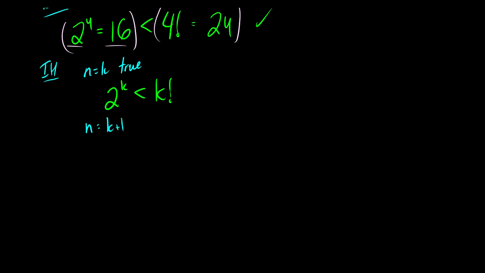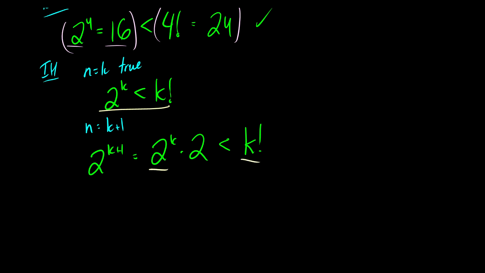So let's start with substituting in k plus 1 for n. So we're left with 2 to the k plus 1. And can we write that differently? Well, yes, we can. We can write that as 2 to the k times 2. So what do we know here? 2 to the k is less than k factorial, and we know that by assumption. So that is our assumption here. Now what about 2? Well, 2 is also going to be less than k plus 1.